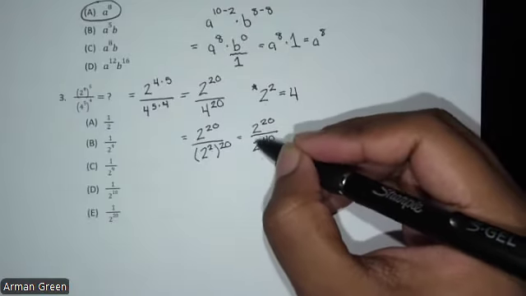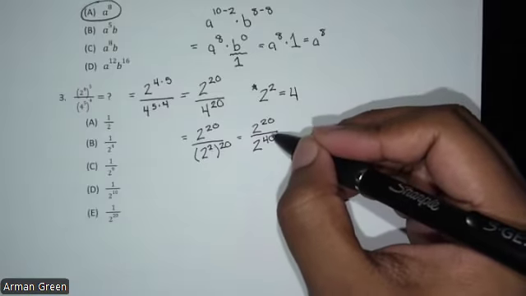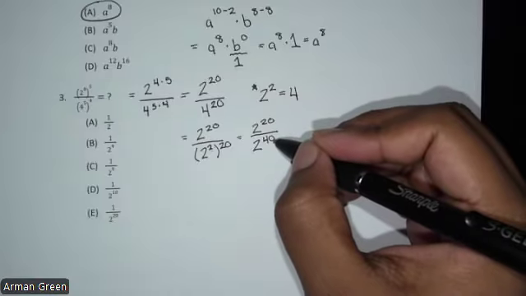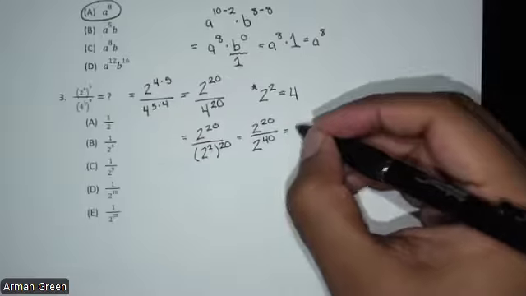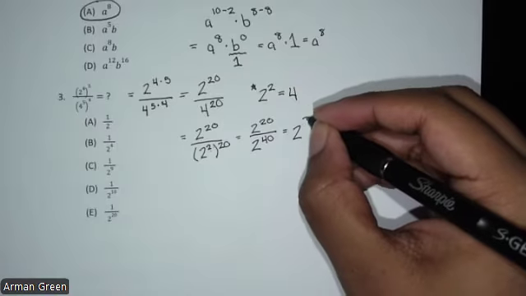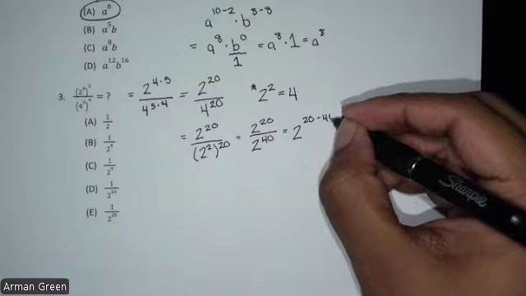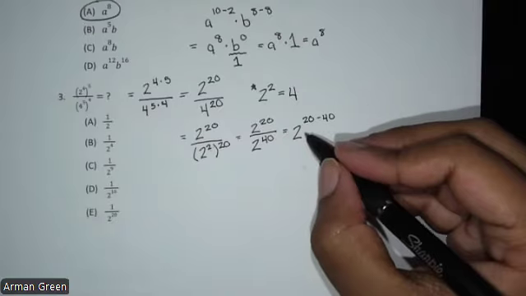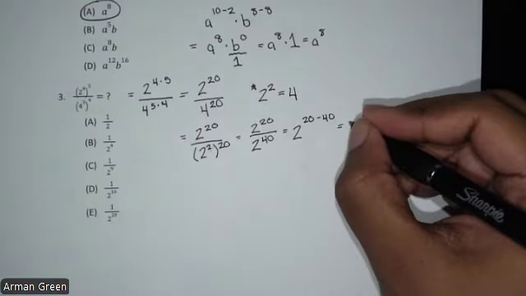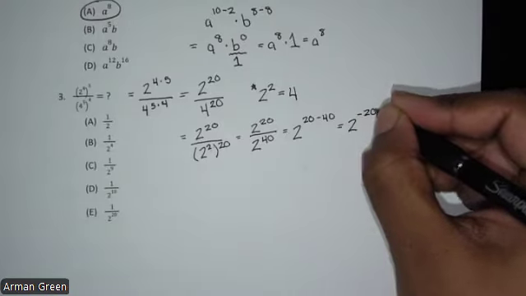Now, because our bases match, what we can do is take our exponents and subtract them. So this becomes 2, and then we have 20 minus 40. So if we do 20 minus 40, that is 2 to the power of negative 20.